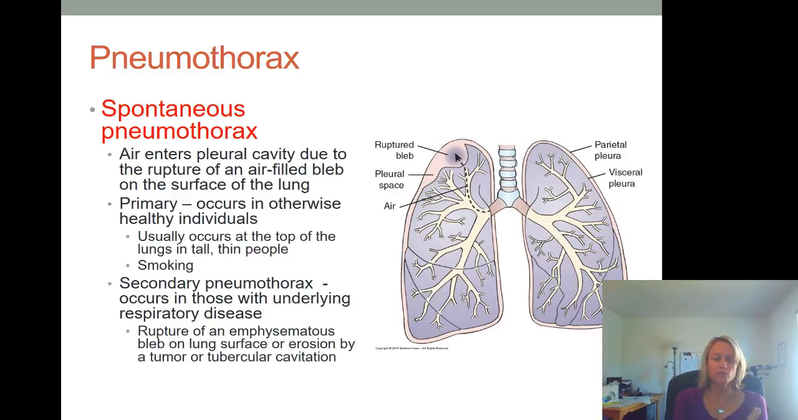Now there's two types. There's primary, and this occurs in otherwise healthy individuals, although it seems to be more common in tall, thin people and smokers. And then we have secondary pneumothorax, and this occurs with underlying respiratory disease. So this is usually due to emphysema. If emphysema, we get more of these blebs because we have destruction of lung tissue on the surface of the lung, and those can rupture. Okay, so that's a spontaneous pneumothorax. It's a rupture in the visceral pleura.